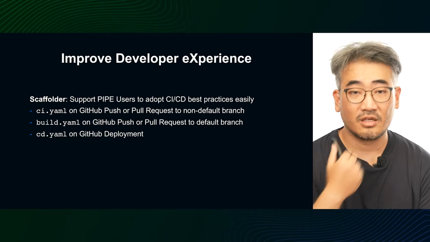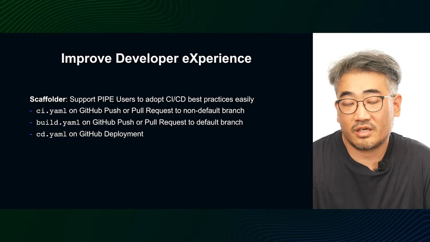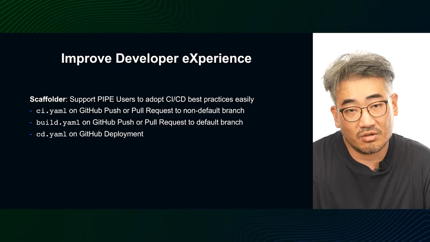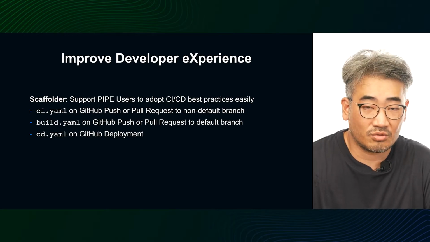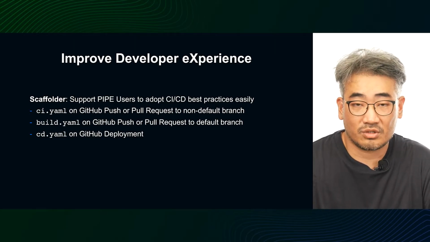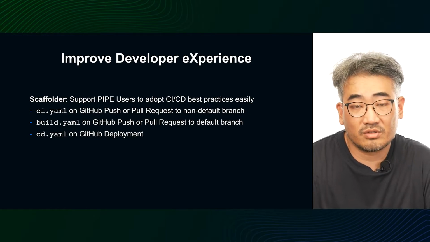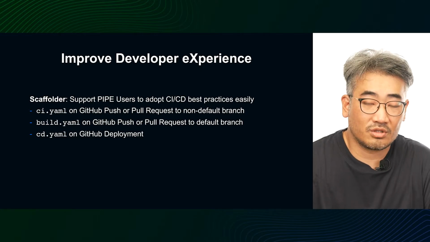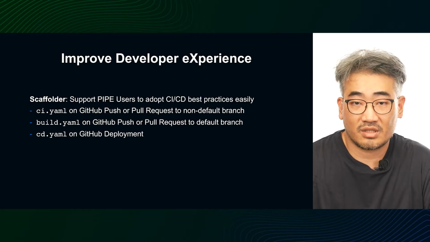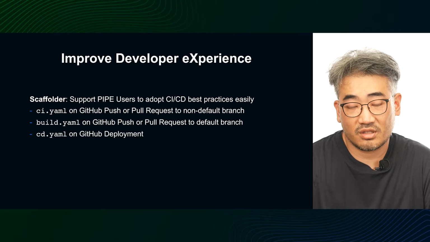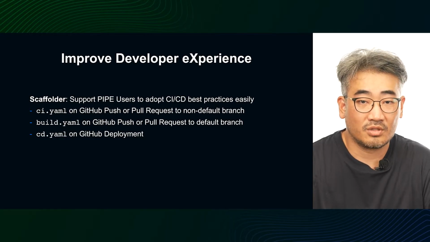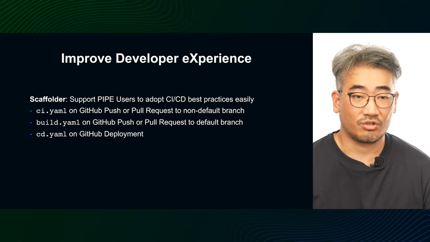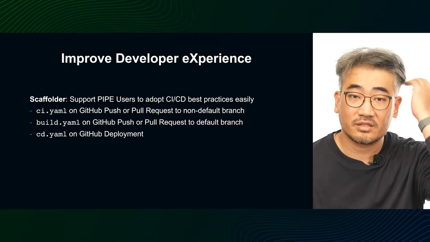In Scaffolder, there's only 3 examples, but we have about 5 supported: ci.yaml, build.yaml, and cd.yaml. ci.yaml is on GitHub push or pull request to non-default branch, and the second one is on GitHub push or pull request to default branch, and cd.yaml on GitHub deployment. So let me show you some samples for each.